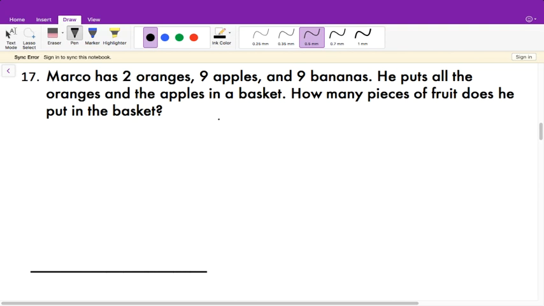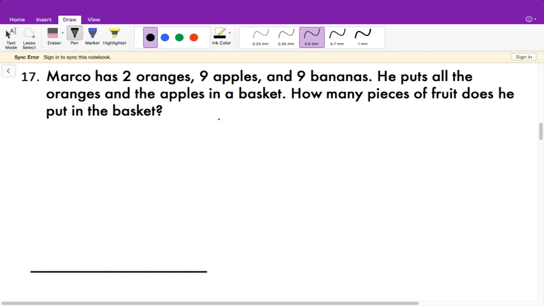Okay, so I'm trying to first figure out what type of problem this is. Now, for start, change, result, we know we're always adding more or taking some away. And I don't see anything being added. He's not getting more oranges and apples or bananas. And he's not taking any away either. He's putting some of his fruit into a basket. And the question is asking, how much of his fruit is he putting in the basket?